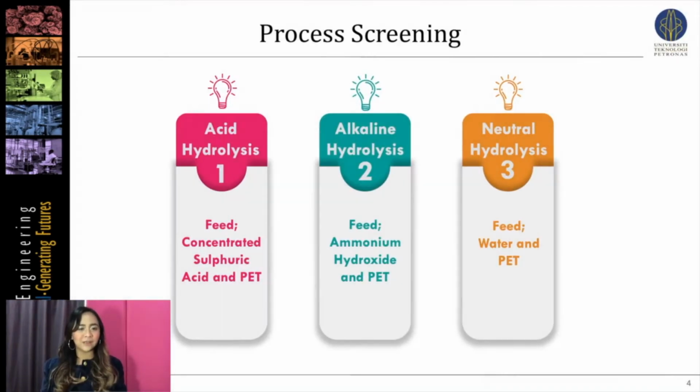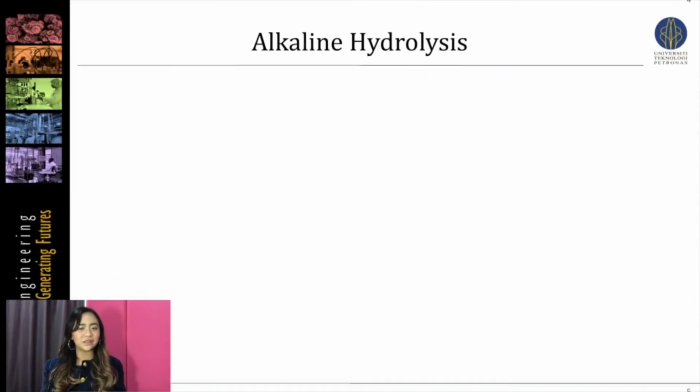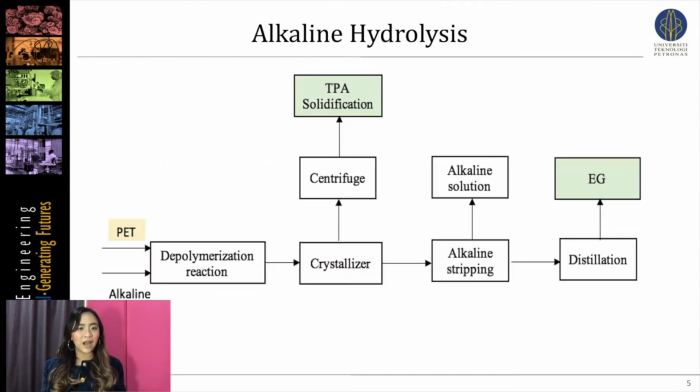Secondly, I will explain about alkaline hydrolysis. So, this is the block diagram. This type of hydrolysis uses alkalines such as sodium hydroxide, ammonium hydroxide, or potassium hydroxide to depolymerize the PET. A very high purity of TPA is obtained by alkaline hydrolysis with ammonium hydroxide as the alkaline, which has been studied.